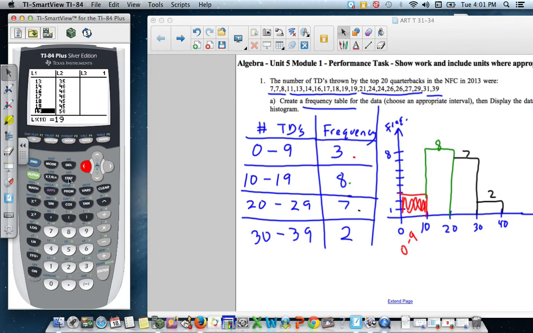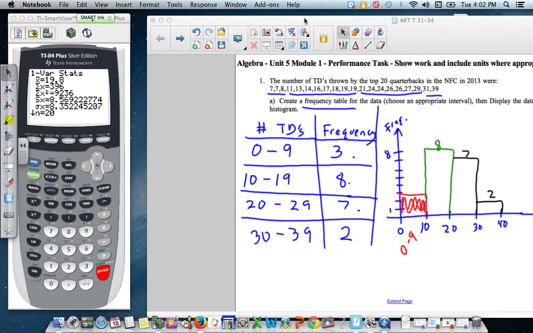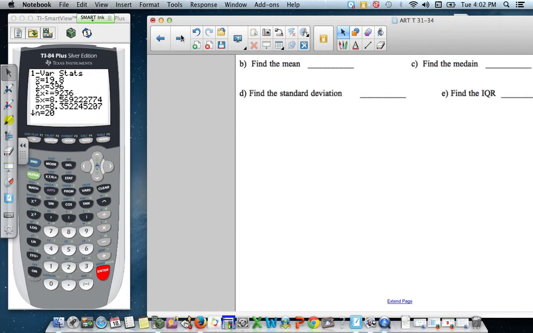Then I hit Stat again, I arrow over to Calculate, and I choose number 1, and I tell the calculator where the data is that I'd like to calculate the one variable statistics for. So I hit second 1 to bring up the L1, and I hit Enter, and I get a whole bunch of information, and that's going to help me do these problems.